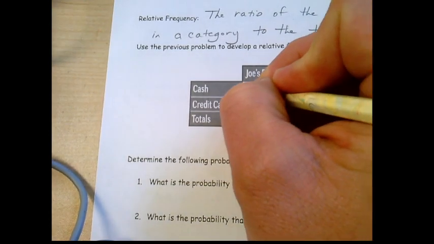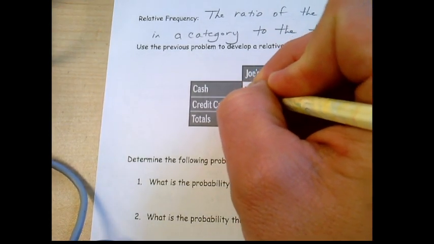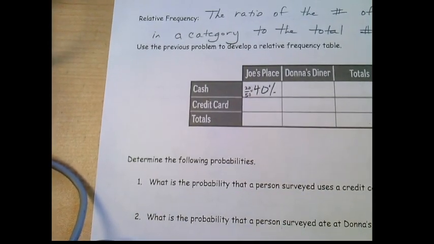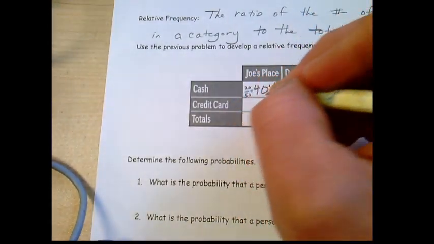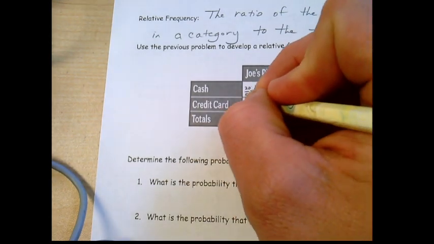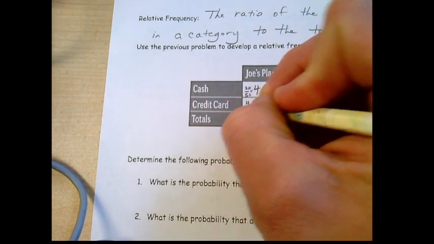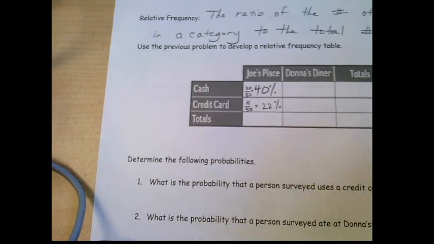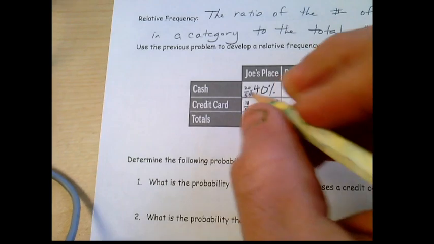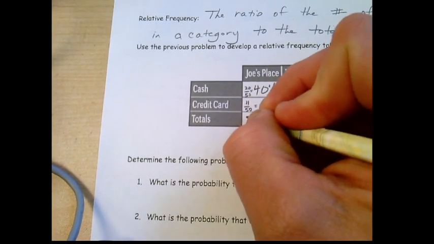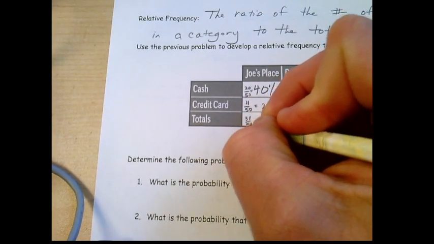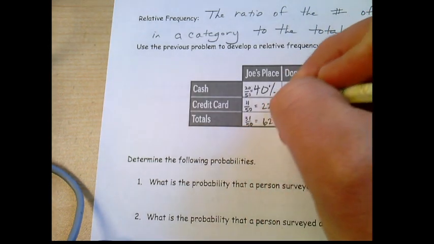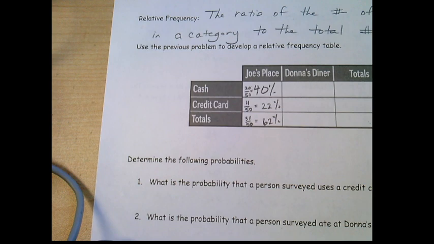Okay, so again, where did I get that? If you look at the previous chart, it was 20 out of the 50. For the credit cards, there were 11 people that use credit cards, and so that gives you 22%. Okay, and if I added those up, 20 plus 11 makes 31 out of the 50, which would make 62%. Or again, 40 plus 22 equals 62.